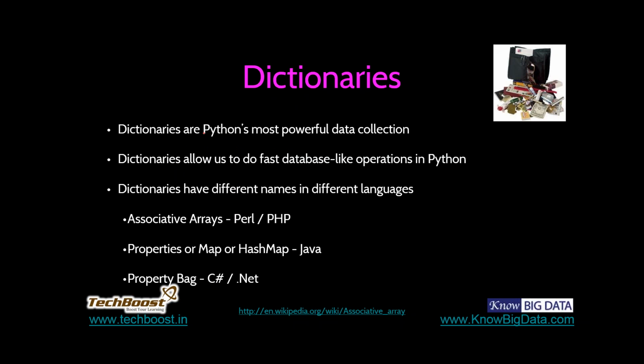Dictionaries are Python's most powerful data collection. And why so? Because dictionaries store the data using a label or an identity, as we discussed in the previous slide. So if we want to access any particular item, we just need to give the label or the name and we get the item. It's super fast access.